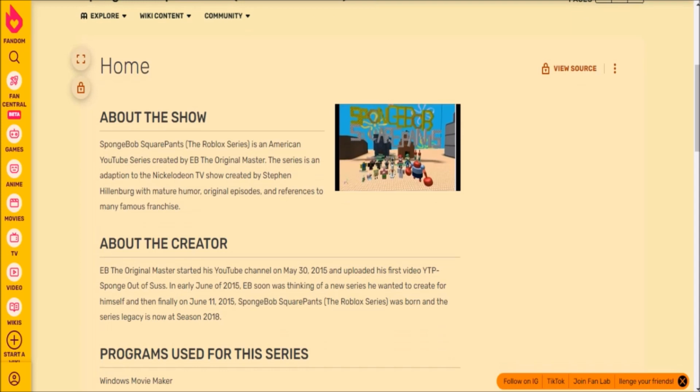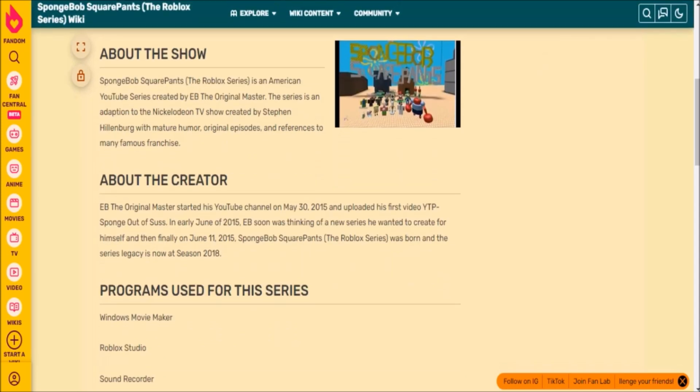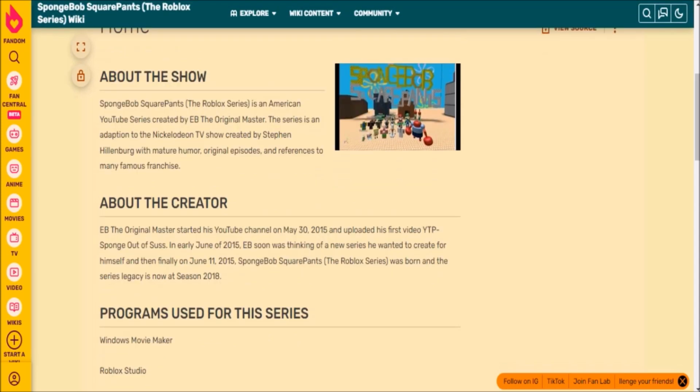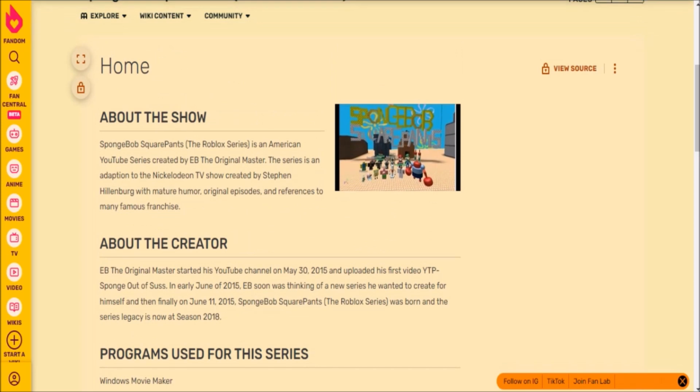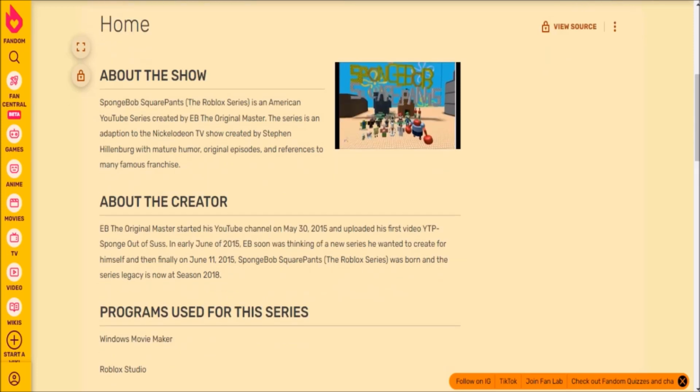So this is the home page, and we got these headers here. So we got about the show. SpongeBob SquarePants the Roblox Series is an American YouTube series created by EB the Original Master. The series is an adaptation to the Nickelodeon TV show created by Steven Hillenburg with mature humor, original episodes, and references to many famous franchises.